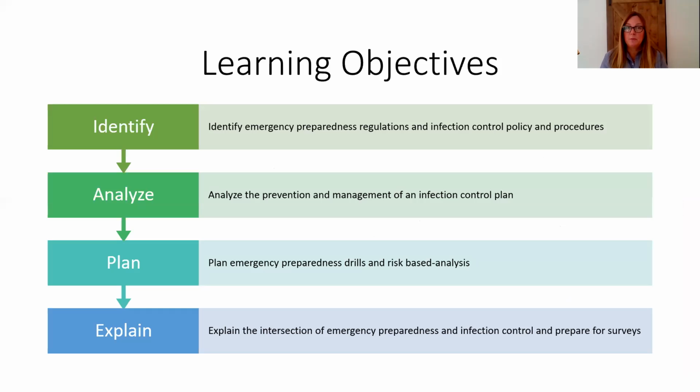So here's our learning objectives. We will identify, analyze, plan, and explain. We're going to identify your emergency prep regs. We're going to talk about infection control policies and procedures. Then we're going to analyze how you have an infection control plan and how that feeds into your emergency preparedness plan. We're going to talk about your drills and the risk-based analysis and how that actually is the core part of your emergency preparedness plan, and how both infection control and emergency preparedness are so paramount with COVID-19 and the pandemic. And then lastly, we're going to explain the intersection between emergency preparedness and infection control, and talk a little bit about the survey process.